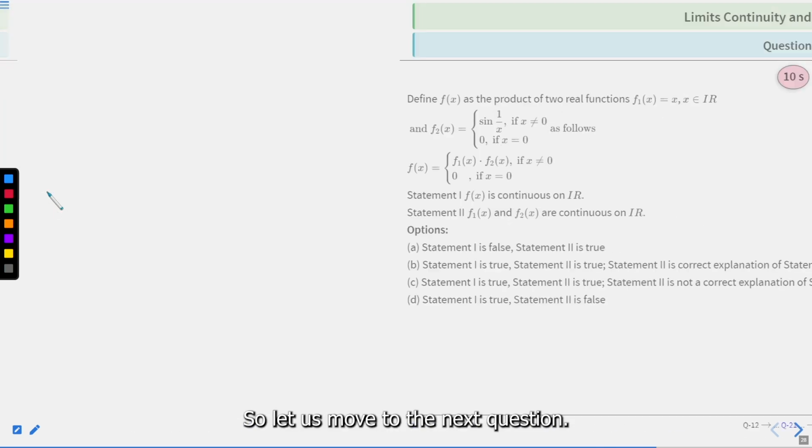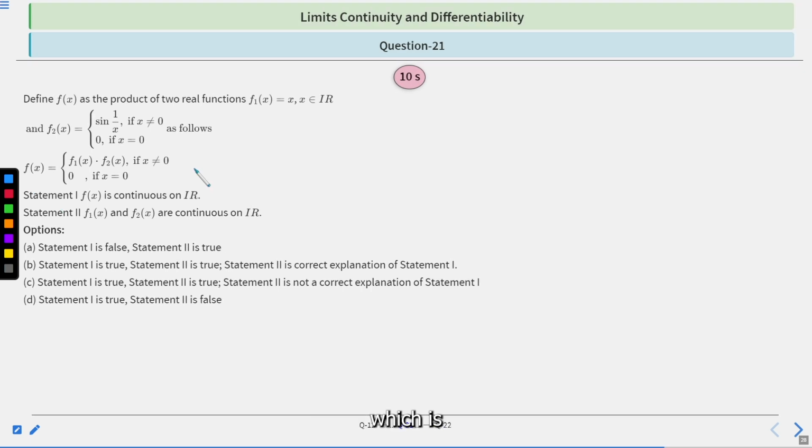So let's move to the next question, question number 21, which says: define f(x) as the product of two real functions, f1(x) equal to x, x belongs to R, and f2(x) equal to sin(1/x) if x not equal to 0, and 0 if x equal to 0, as follows: f(x) equals f1(x) into f2(x) if x not equal to 0, and 0 if x equal to 0.